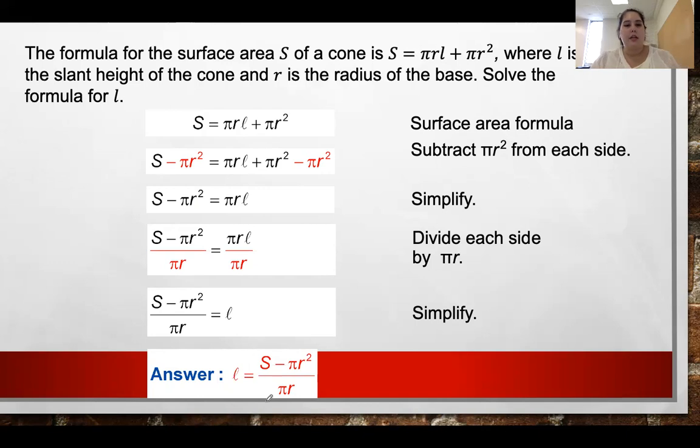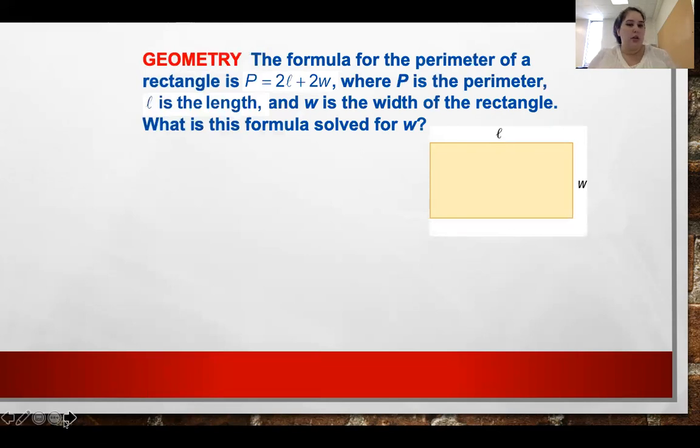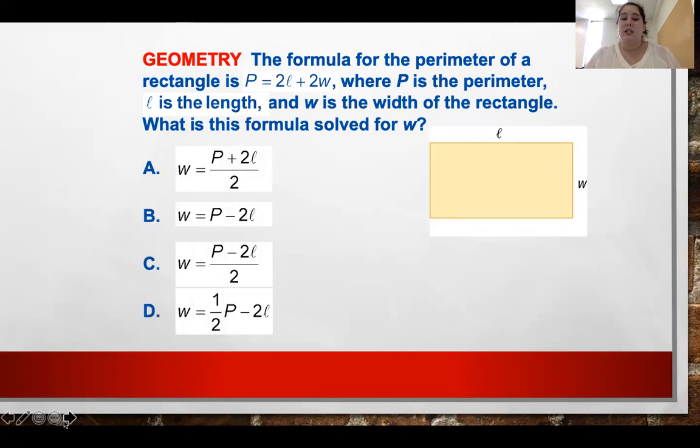All right, so here is our U-try for this problem. The formula for the perimeter of a rectangle is P equals 2L plus 2W, where P is the perimeter, L is the length, and W is the width of the rectangle. What is this formula solved for W? So again, go ahead and try this on your own before we go over the answer. Here are your answer choices. They may look very similar, but they are all extremely different at the same time. So go ahead and pause the video before we go over this question.